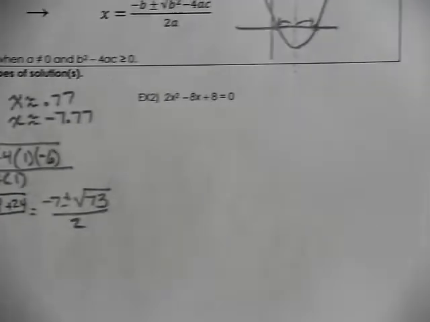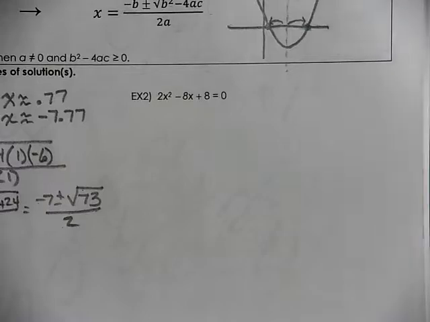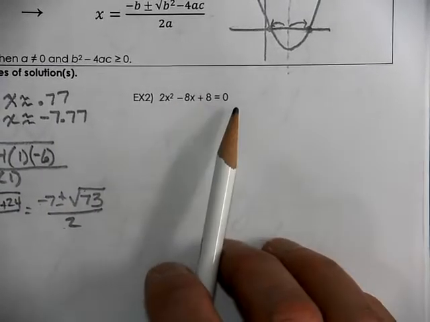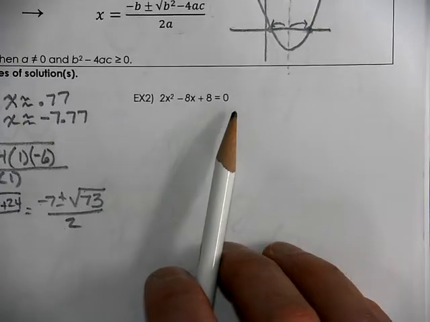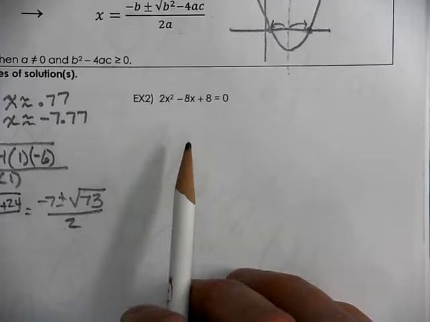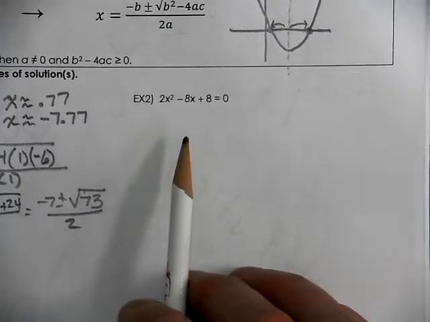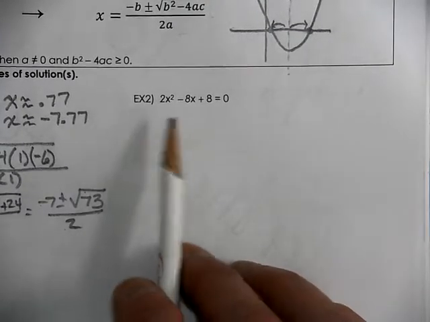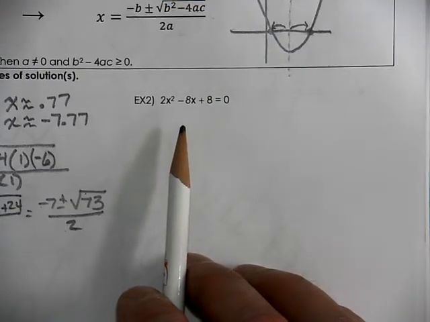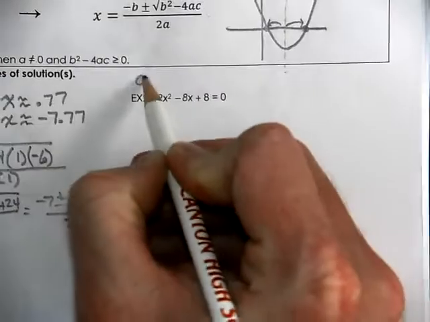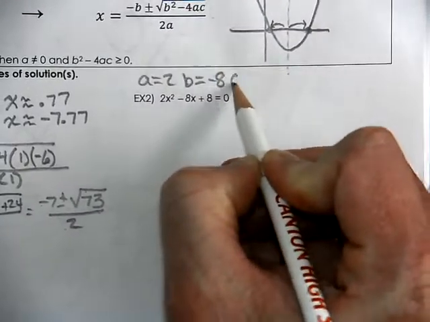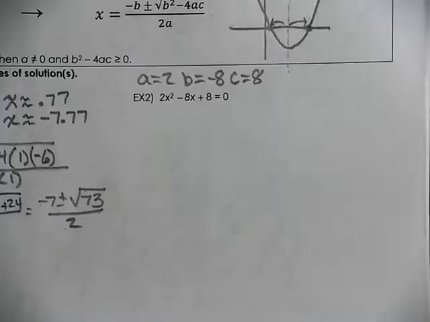Okay, our next question. We do have the option of dividing everything by 2. You could reduce this. You're welcome to reduce it. But the cool part about the quadratic formula, you don't have to reduce it. It might make the number smaller and easier to work with. That would be an advantage. But you don't have to. The A value is 2. The B value is negative 8. The C value is 8.